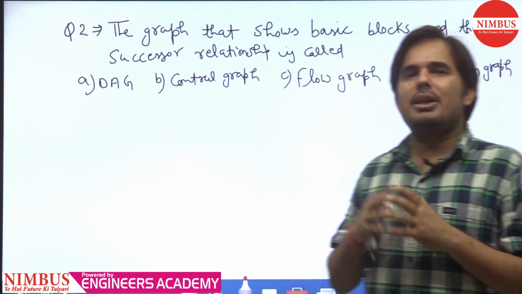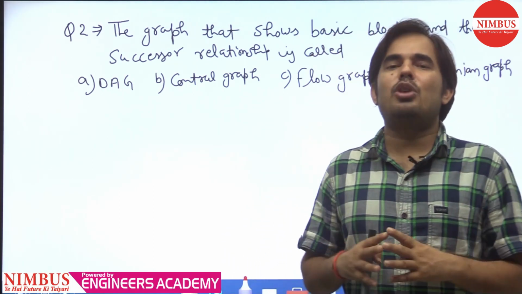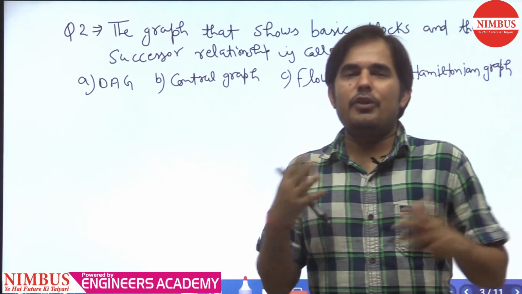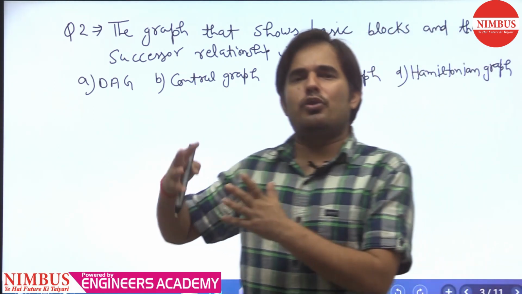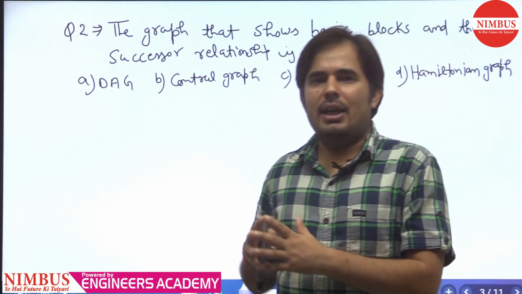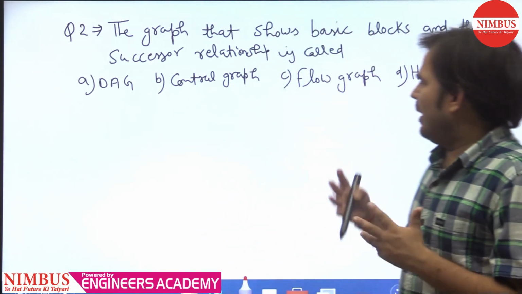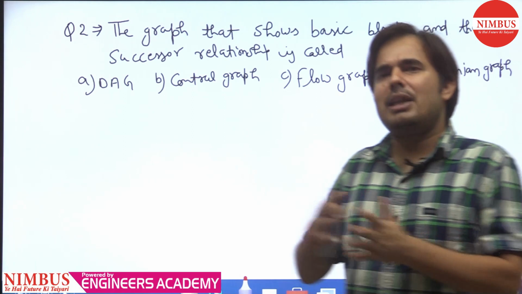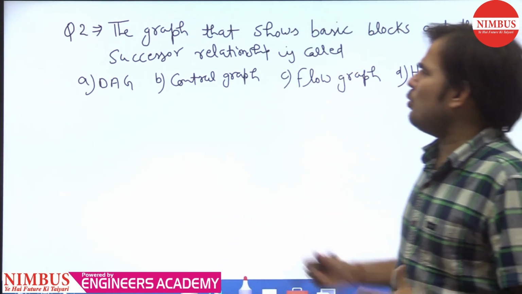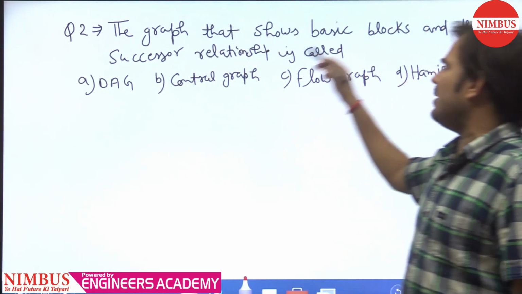So if we add control flow information on basic blocks, then that will become a flow graph. If we add control flow information on the basic blocks, then it will become a flow graph, and it is a directed graph. And what kind of graph is it? A directed graph. So this is the direct information which you can take from the concept. Okay, so it is asking, the graph that shows basic blocks and their successor relationship is called.